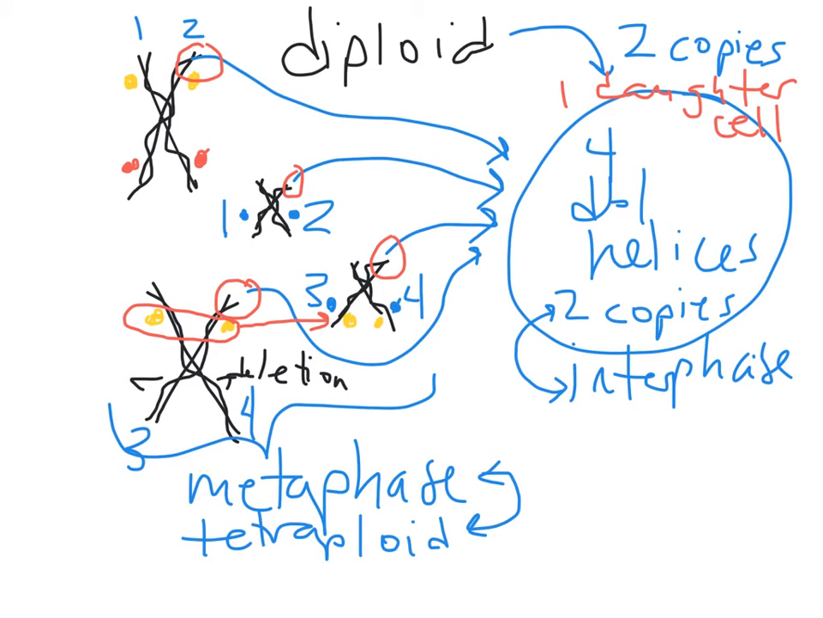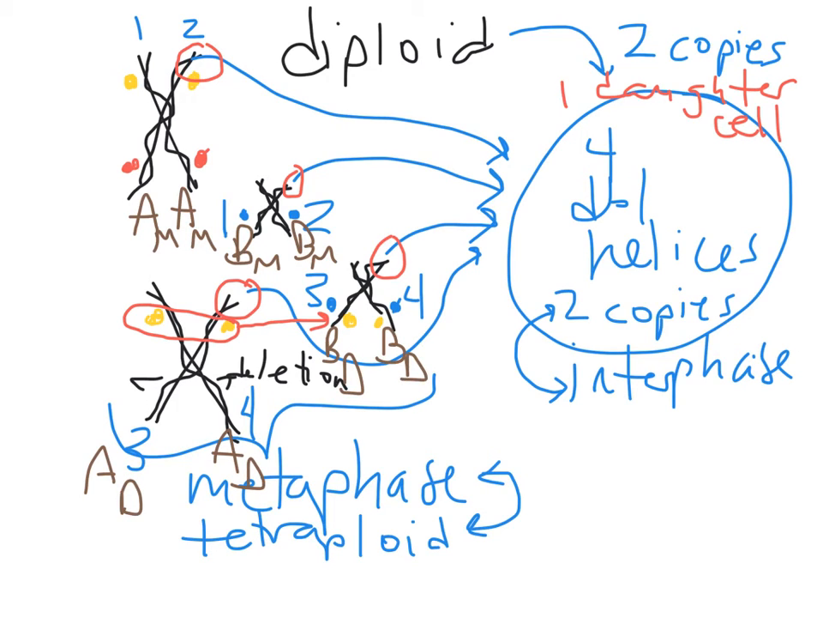So let's call those chromosome A from mom. We have 2 copies of A from mom, 2 copies of chromosome A from dad, and 2 copies of chromosome B from mom and B from dad. So there are 8 double helices in this picture, but it's 4 of each chromosome, 4 of human chromosome 1 and 4 of human chromosome 2.